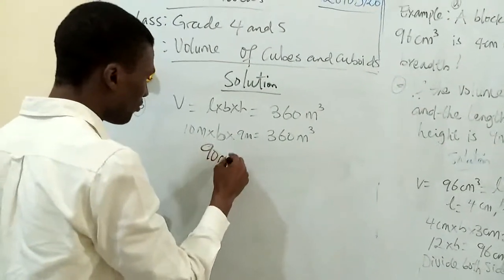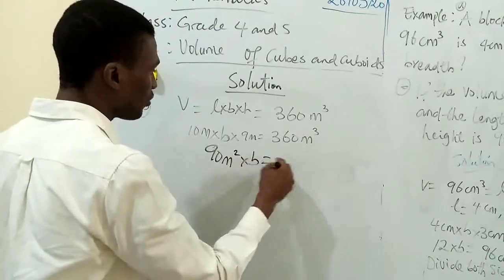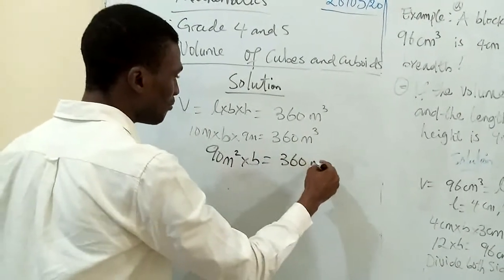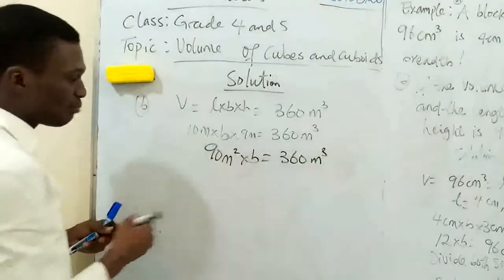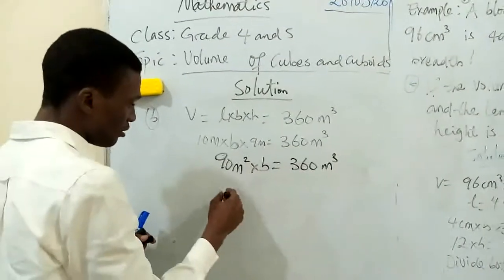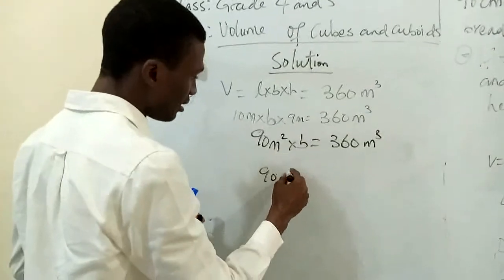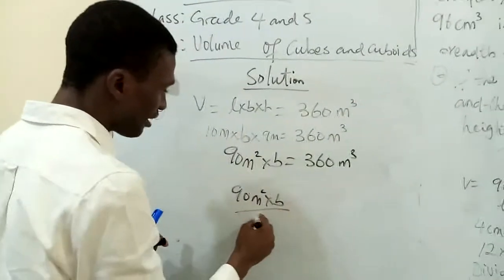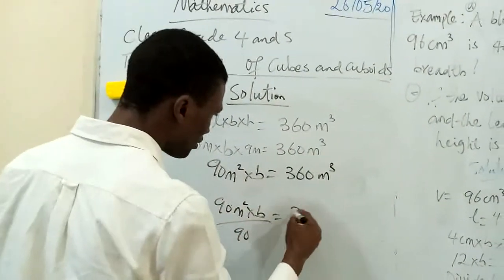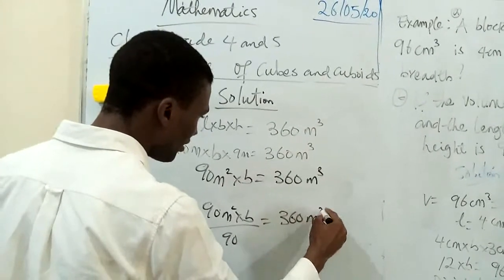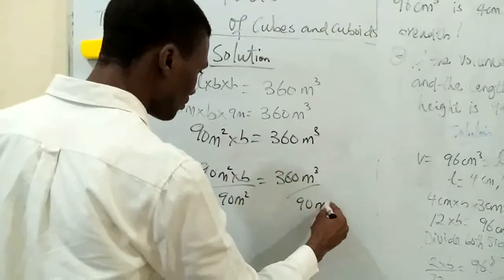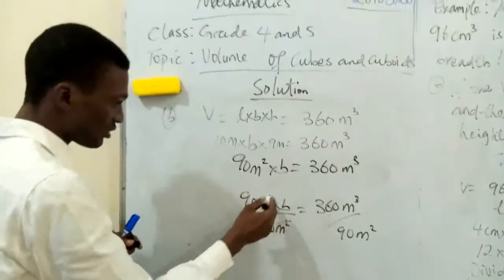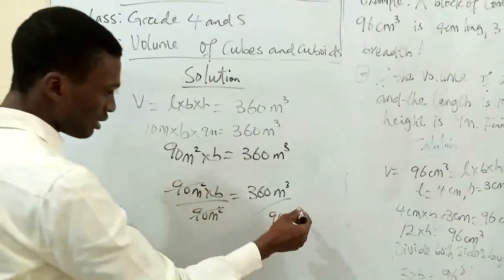We have length times breadth is equal to 360 meters cubed. For us to get our breadth, we divide both sides by 90. So we have 90 over 90 equals 360 over 90. This cancels this, and we are left with our breadth.